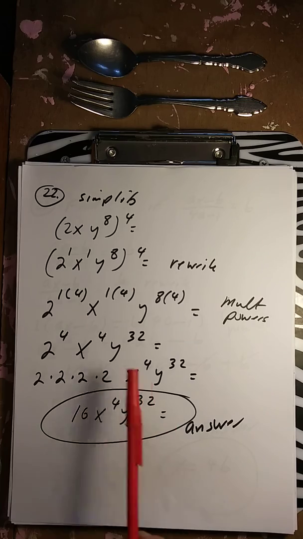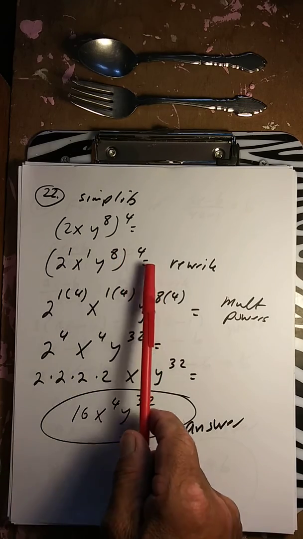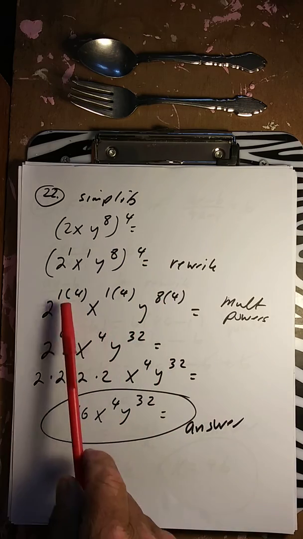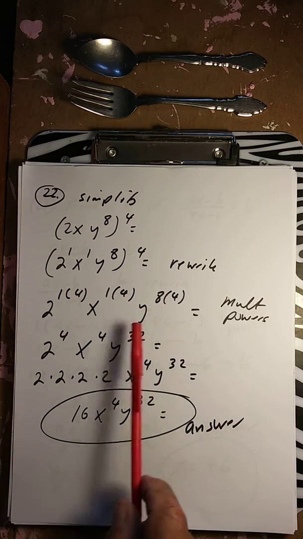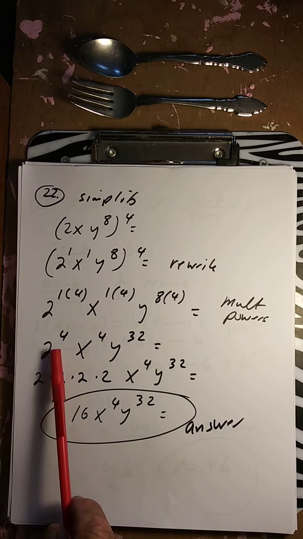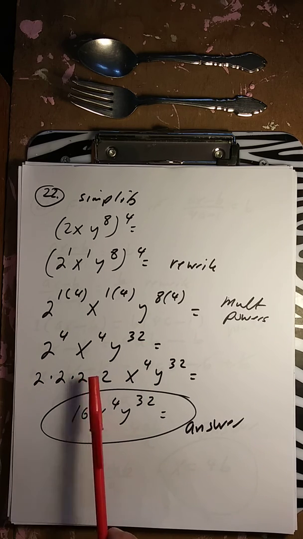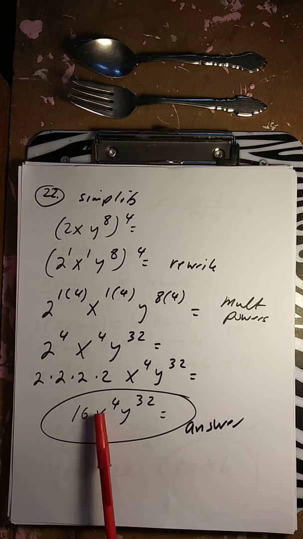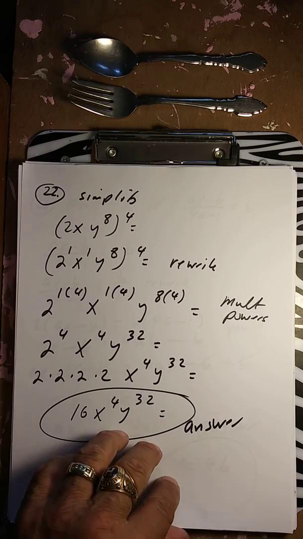Simplify this. Let's rewrite it. Put a 1 power, and an 8 power. 4 times 1 is 4. 4 times that, 4 times that. So that's going to be 4. That's going to be 4. That's going to be 32. 2 to the power of 4 means 2 times 2 times 2 times 2. Or 2 times 2 is 4, times 2 is 8, times 2 is 16. 16, x to the 4, y to the 32. So you just multiply the powers.